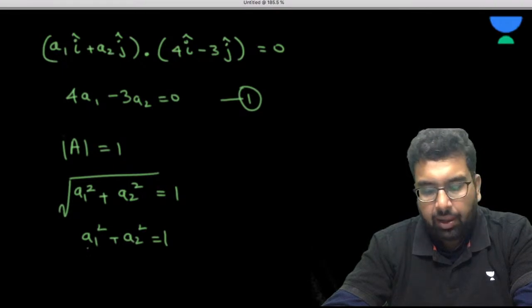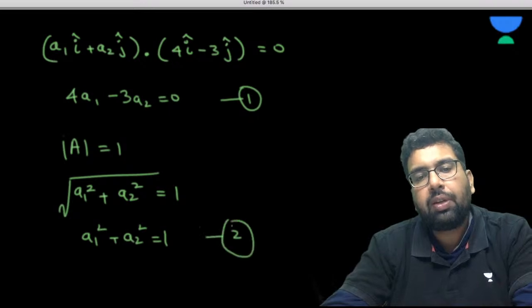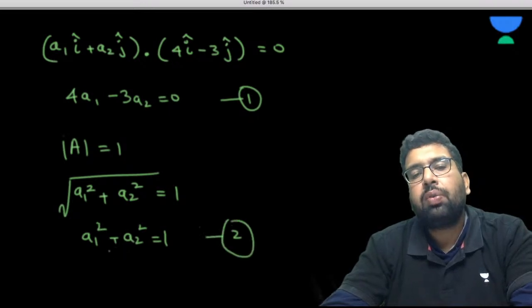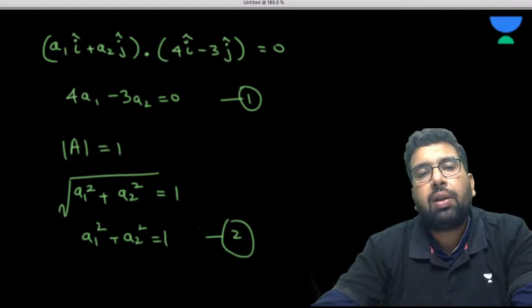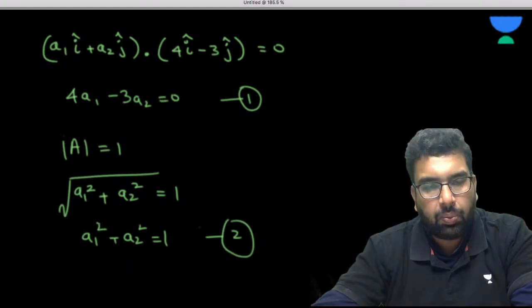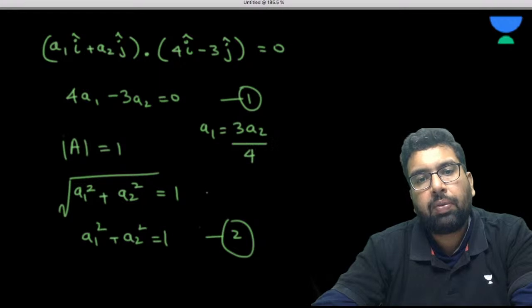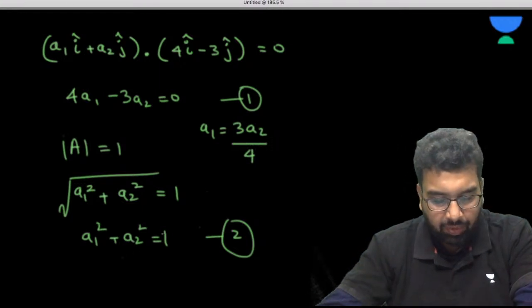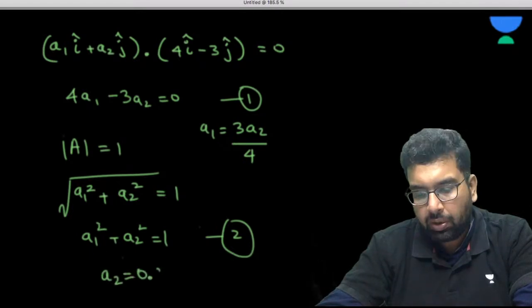Now we have two equations, so we can obviously solve two equations in two variables. From here we can write A1 is 3 times A2 by 4. We can put it here, then we can find the A2 value. So I hope that you can solve this equation.